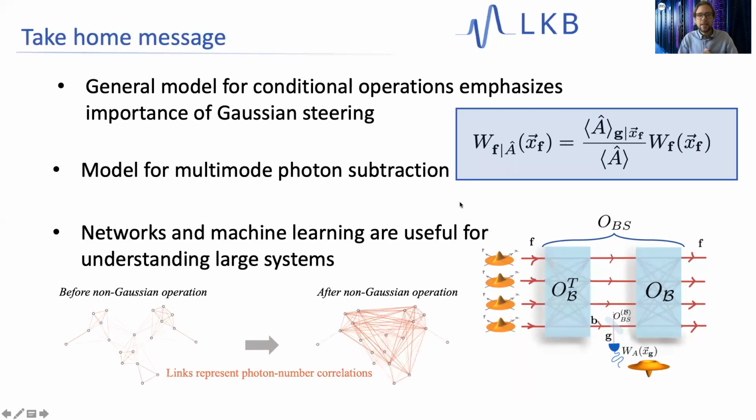And then finally, I also highlighted that network methods and machine learning methods are really useful for understanding what is happening, let's say, on a more experimental level, understanding what is happening in these non-Gaussian states and what the effect of these non-Gaussian operations is. So then finally, I want to give you a bit of an outlook.